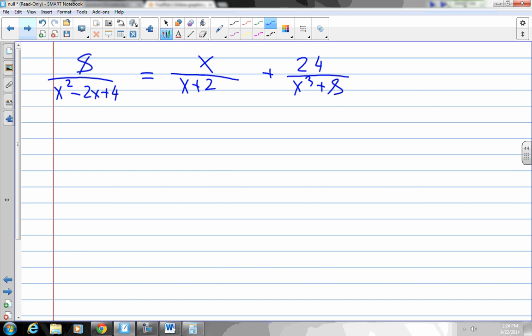Before we go into finding the LCD, we have to try and factor the denominators. The middle one, x over x plus 2, there's nothing you can do about. Can we factor the first denominator, x squared minus 2x plus 4? And if yes, how would you factor it?